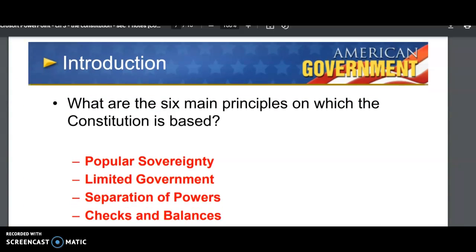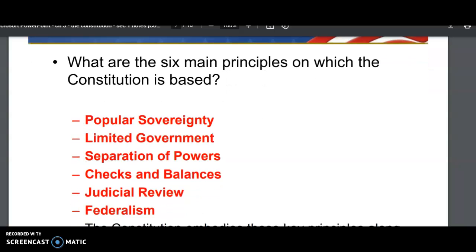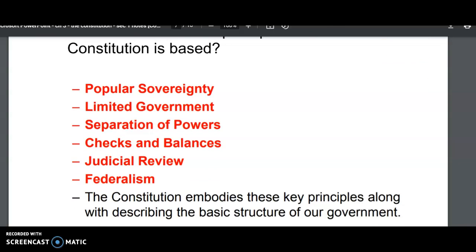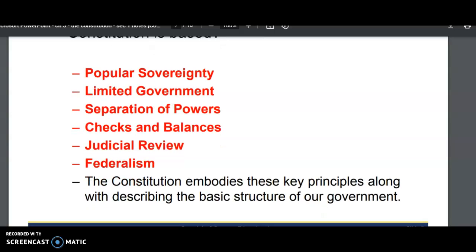These are the answers to your focus question, the 6 main principles on which the Constitution is based. They're the 6 listed. In this section of notes, we're going to talk about each of these 6 basic principles a little deeper.